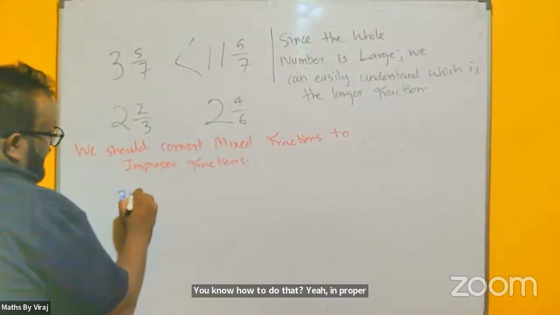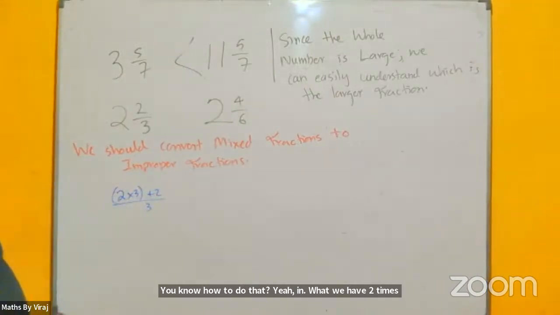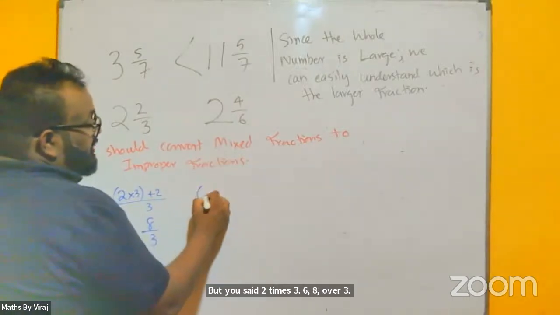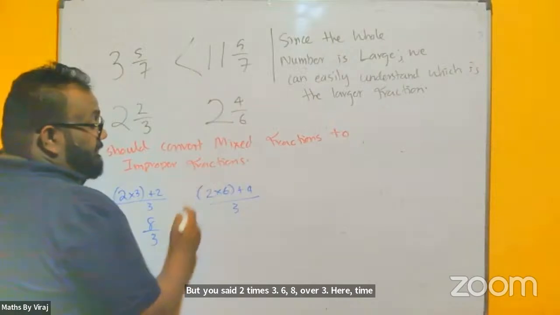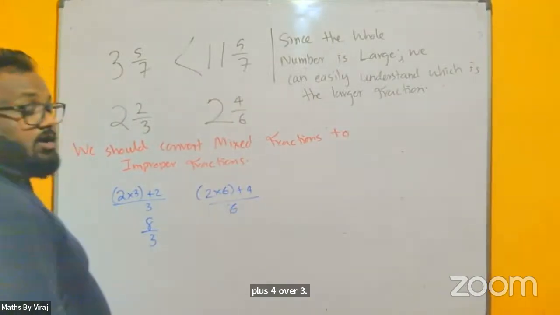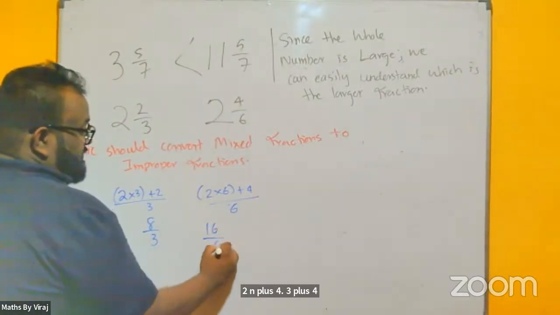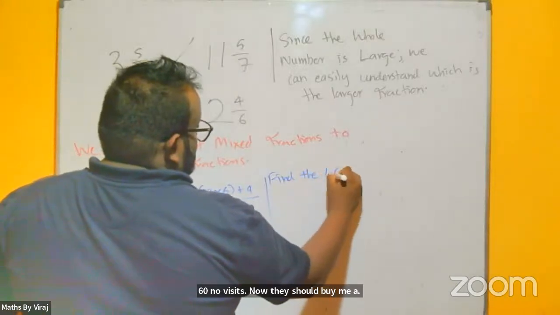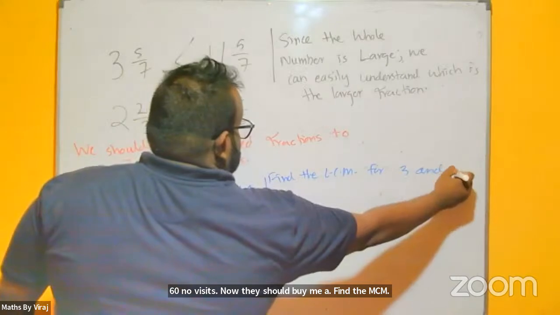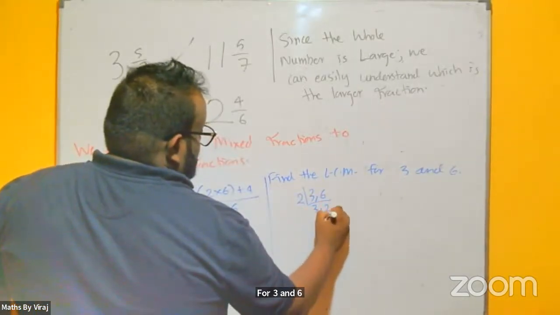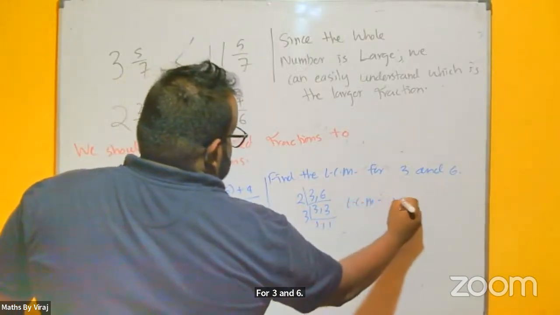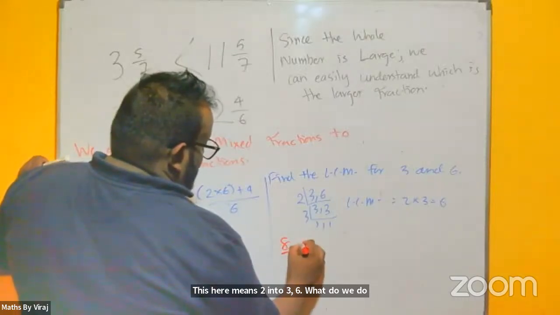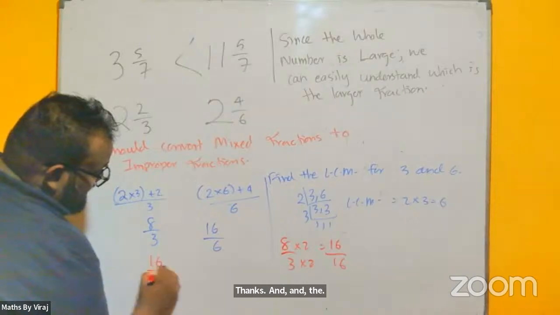What do we have? 2 times 3 plus 2 over 3. What is 2 times 3? 6. 6 and 2, 8 over 3. Here 2 times 6 plus 4 over 6. 12 plus 4, 16 over 6. Now we should find the LCM for 3 and 6. LCM is 2 into 3, 6. What do we do? We convert the denominators to 6, multiply by 2. Now it is 16 over 6.